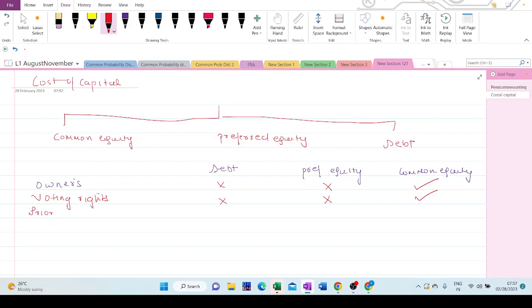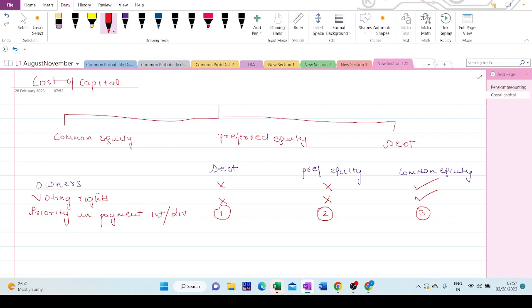Next is priority in payment of interest and dividend. First priority is to pay interest on debt. Second priority is to pay preferred dividends, and the last priority is to pay common dividends.